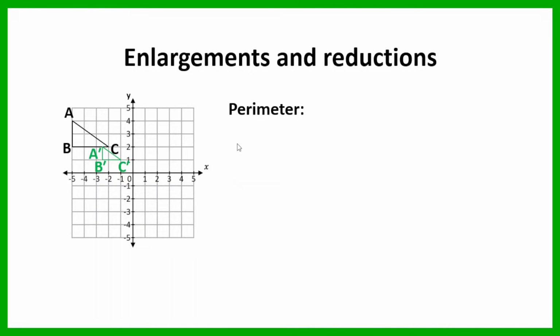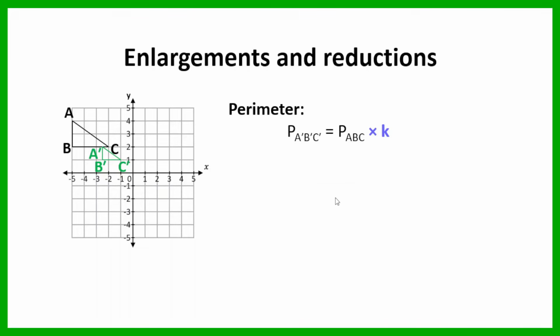So to work out the perimeter, you take the perimeter of the original figure and you multiply it by the scale factor, whatever the scale factor is. So if they say it was enlarged by a factor of 2, then you're going to multiply the perimeter by 2. If it was reduced by a factor of 1/4, then you're going to multiply the perimeter by 1/4.